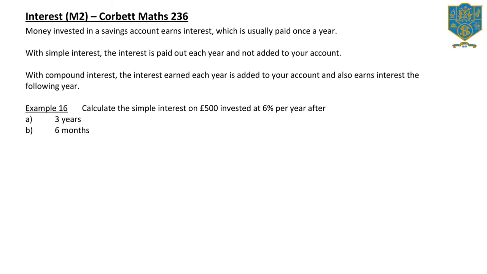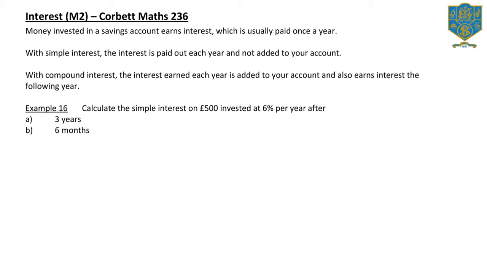In this video, we're going to look at financial maths. Interest. Money invested in a savings account will earn interest, which is usually paid once a year. With simple interest, the same amount of interest will be added each year. So you're only working out a percentage based on the original deposit, not on a new total each year.